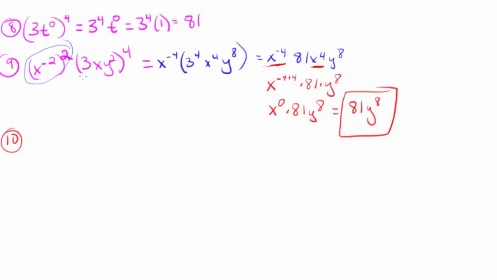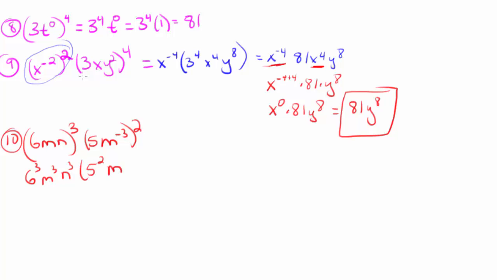Okay, 2 more examples. We have 6mn in parentheses 3. So it really matters where those parentheses are. 5m to the negative 3 squared. So this becomes 6 cubed m cubed n cubed. And then 5 squared m to the negative 6. Remember, you multiply those. So 6 cubed, 6 and 6 is 36. 36 times 6 is what? 216, I believe. M cubed, n cubed. And then we have 5 squared, which is 25.